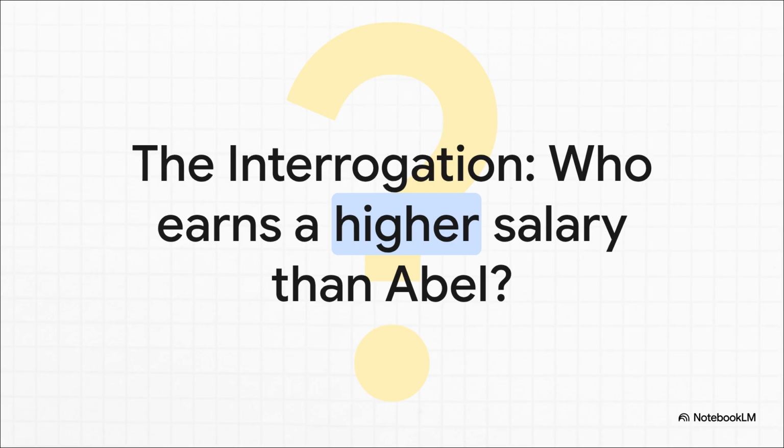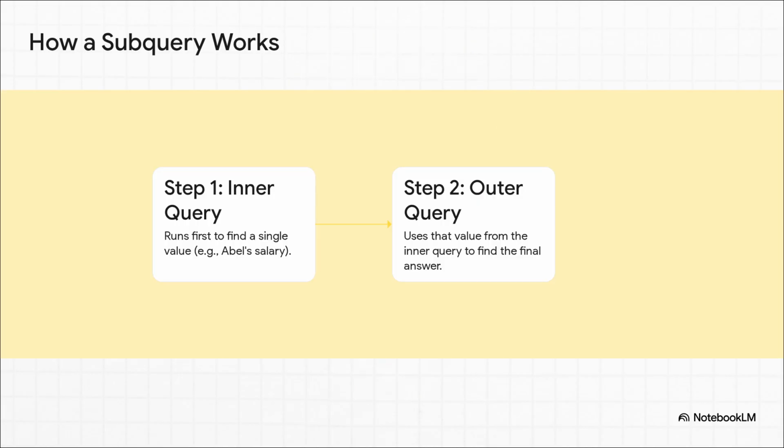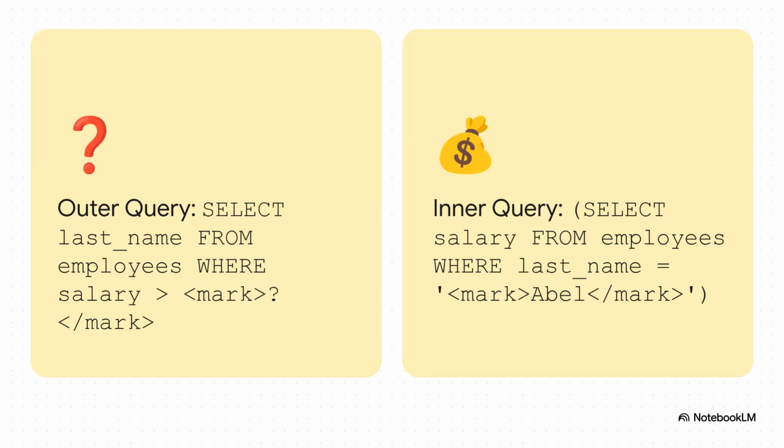This is a classic two-step problem. And the tool for this is a subquery. A subquery, or an inner query, is basically a query that's tucked inside another query. And here's the magic trick. The database always solves the inner query first. It goes and finds Abel's salary. Then it takes that number and just plugs it into the outer query to find everyone who earns more than that specific amount.